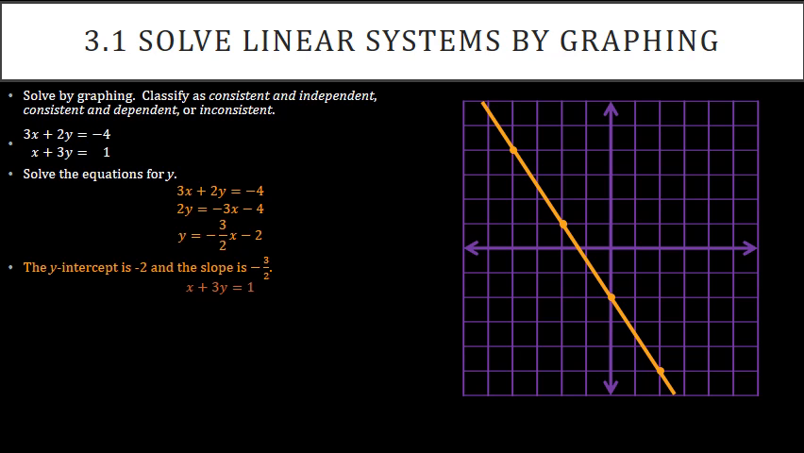Take your next equation and solve it for y. So subtract x and divide by 3. The y-intercept would be 1/3. The slope would be -1/3. Graph it by plotting the y-intercept at 1/3 and then following the slope, down 1 and over 3.